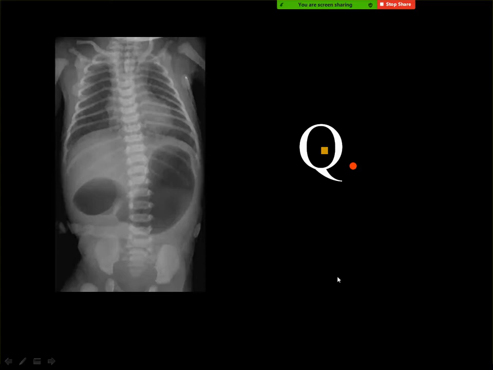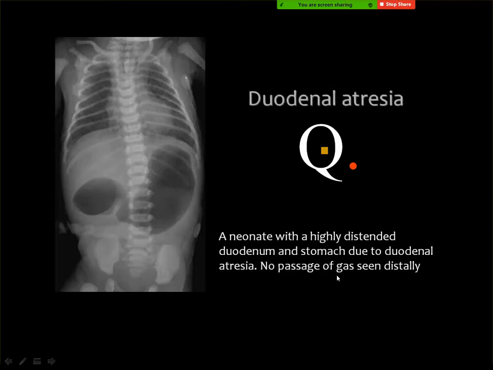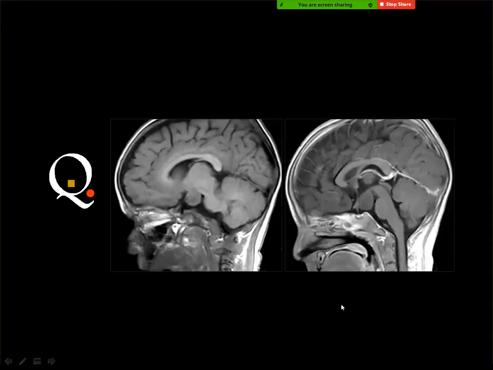Double bubble sign. Yes. What does it mean? Duodenal atresia. Yes, very good. And the double bubble sign, you got an air bubble in the stomach and another one in the proximal duodenum. This is diagnostic of duodenal atresia.